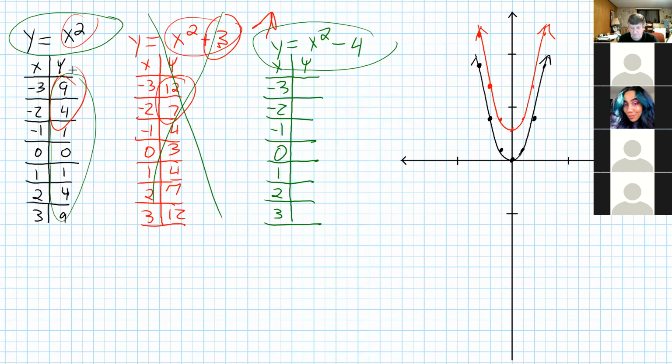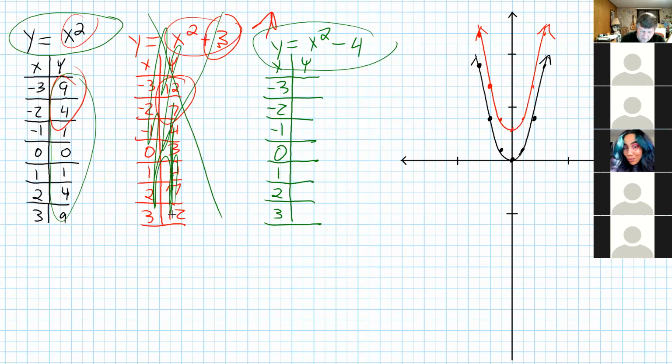5, -1, -4. Wait a minute. Oh, wait. From the first one to the second one. Remember I said ignore this one. Oh. First one would be 5, wouldn't it? It'd be 4 less. Yeah, so 9 minus 4 is 5. 4 minus 4 is 0. 1 minus 4 is -3. 0 minus 4 is -4. 1 minus 4 is -3. 4 minus 4 is 0. And 9 minus 4 is 5. Okay? All we did was take the y values and subtract 4.